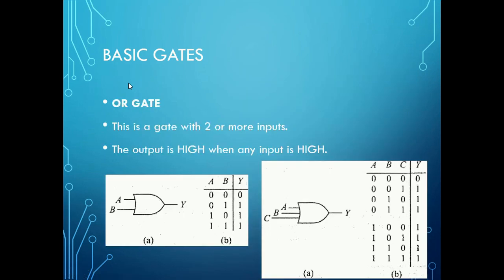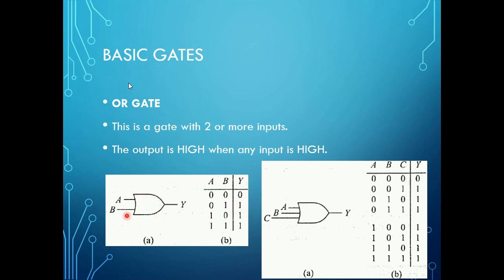Let us start with the next basic gate, that is the OR gate. This gate has 2 or more inputs. The output is high when any input is high. So this is quite different from the AND gate. In this case, the output is high when any input is high.